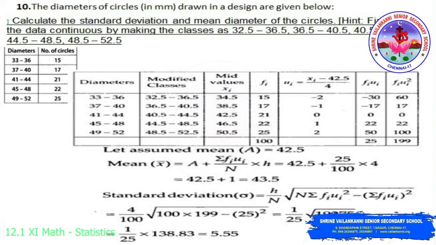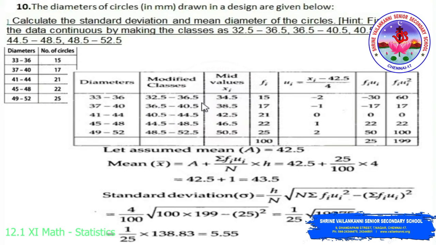10th question. The diameter of the circles, which is given in millimeter, drawn in a design are given below. So we have to calculate the standard deviation and mean. The hint given is that first we have to make the data a continuous frequency distribution. Here data is given as 33 to 36, 37 to 40. So we have to make this continuous. For the lower limit we subtract 0.5 and for the upper limit we add 0.5 so that we can get a continuous frequency distribution. Here it is 32.5, 36.5, 36.5 and 40.5, which is continuous.